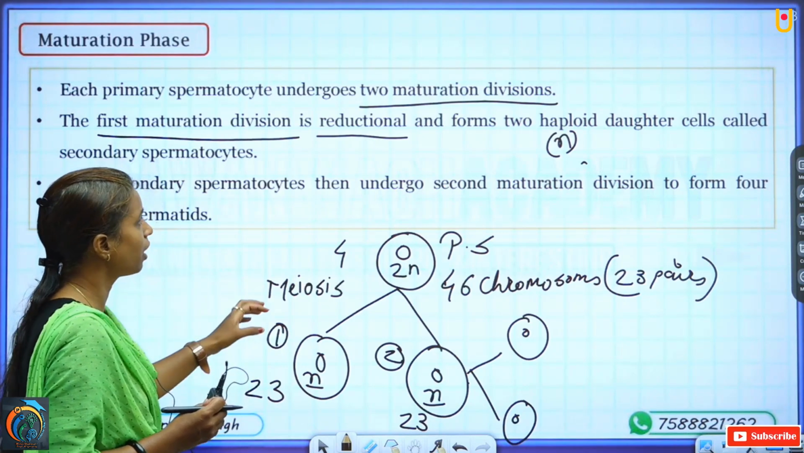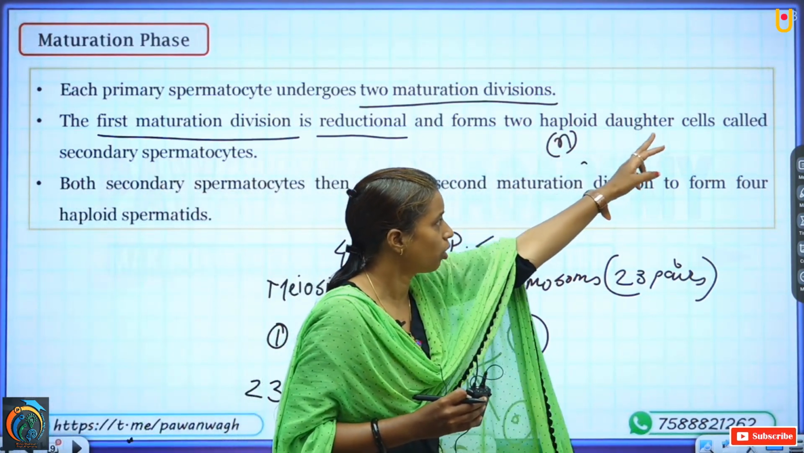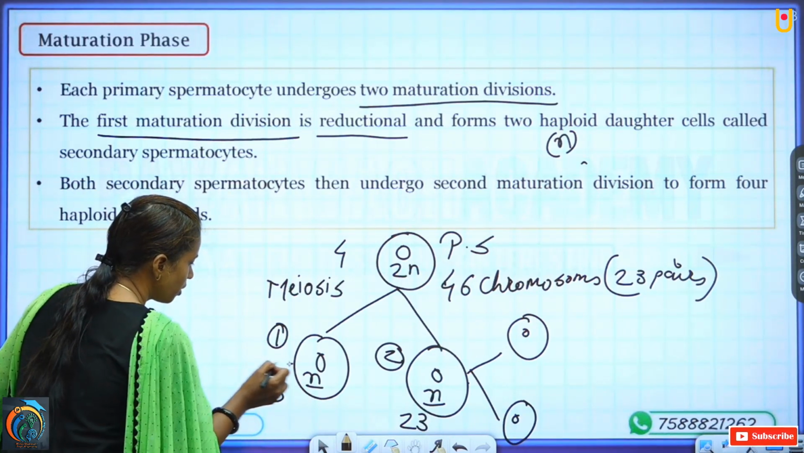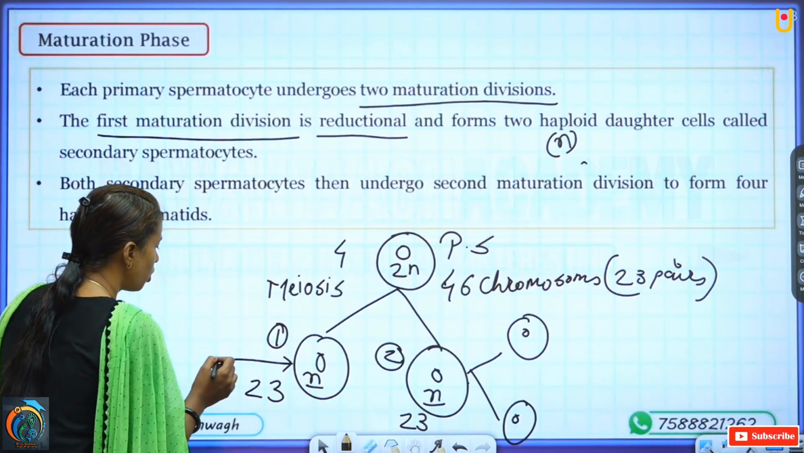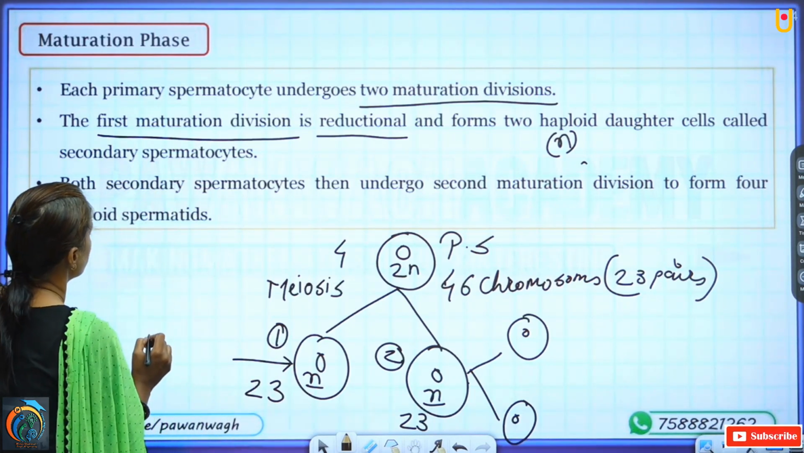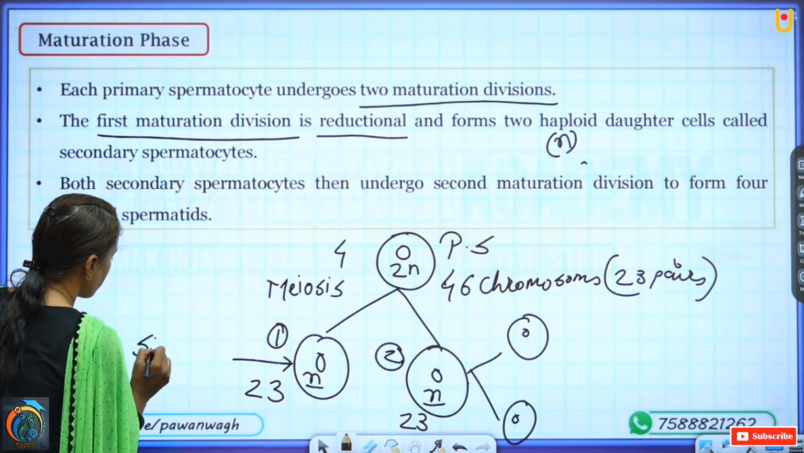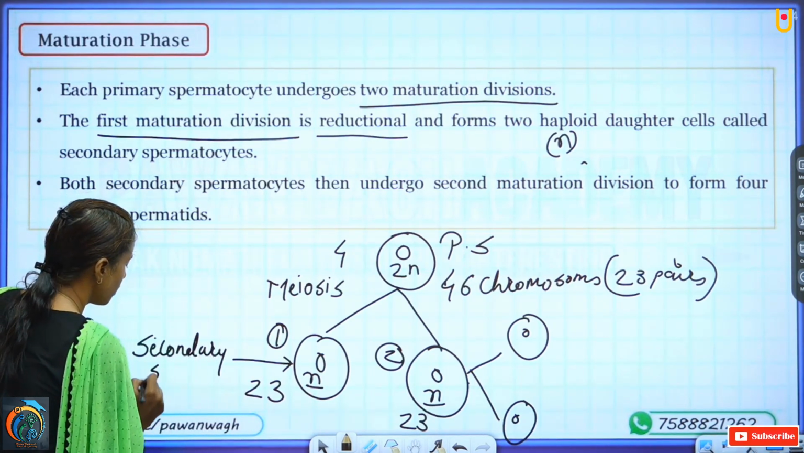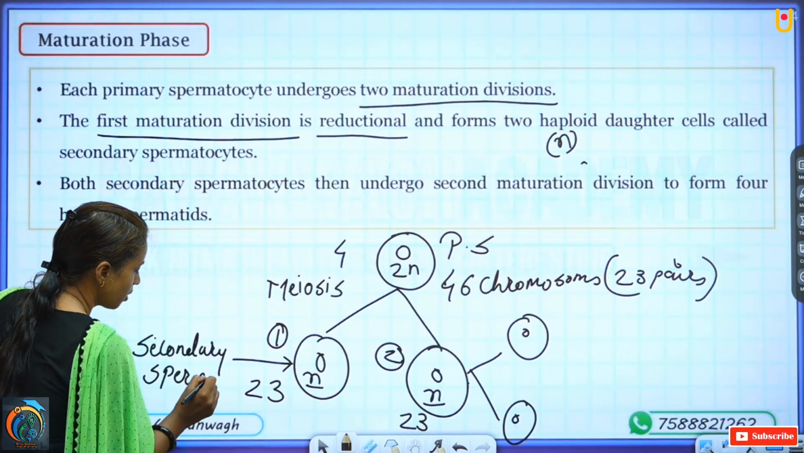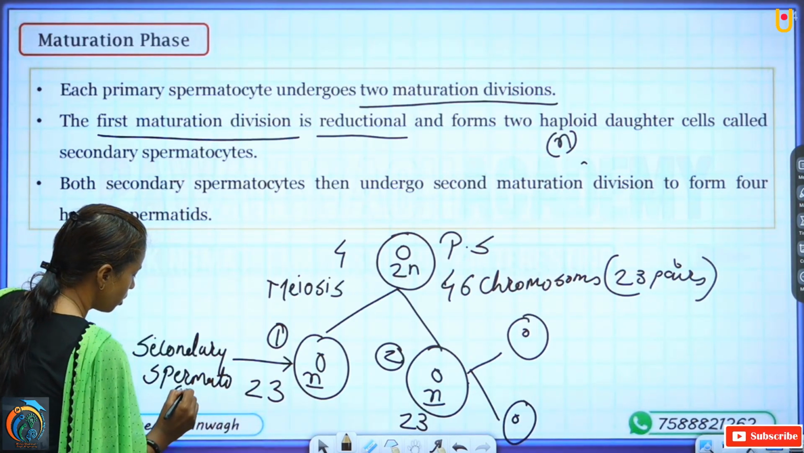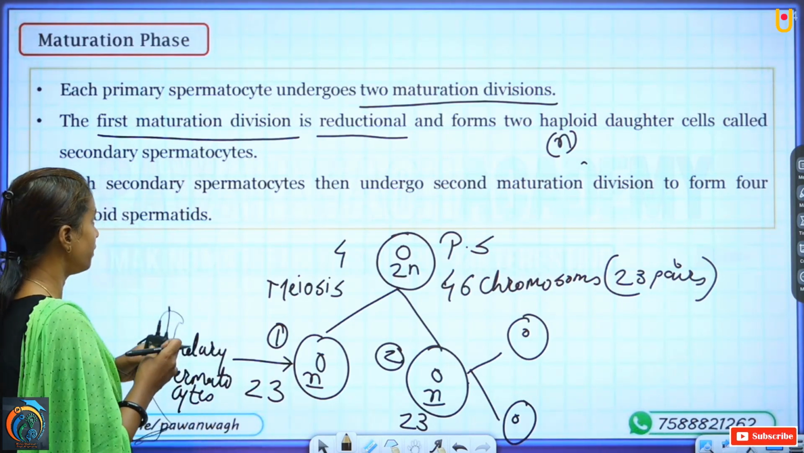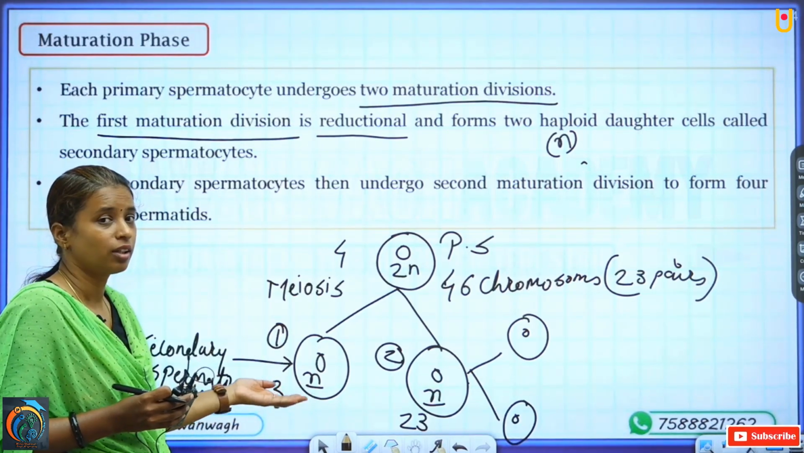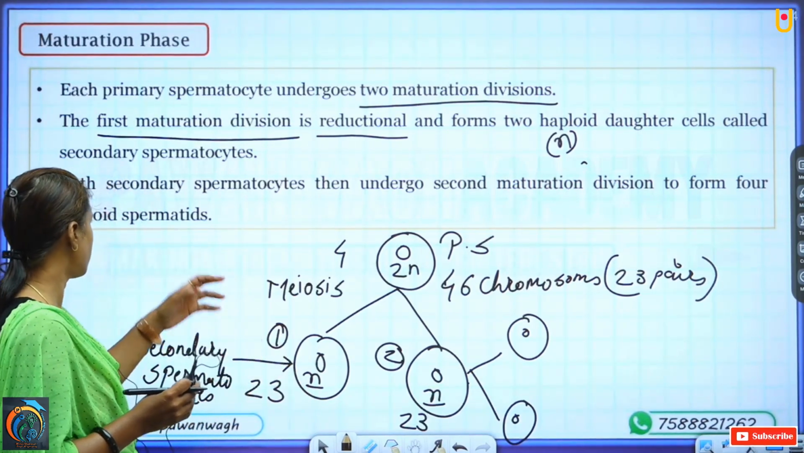After that, when they are forming these 2 haploid daughter cells, after the first division we are calling them secondary spermatocytes. These are the secondary spermatocytes, and these secondary spermatocytes have 23 chromosomes present inside them.